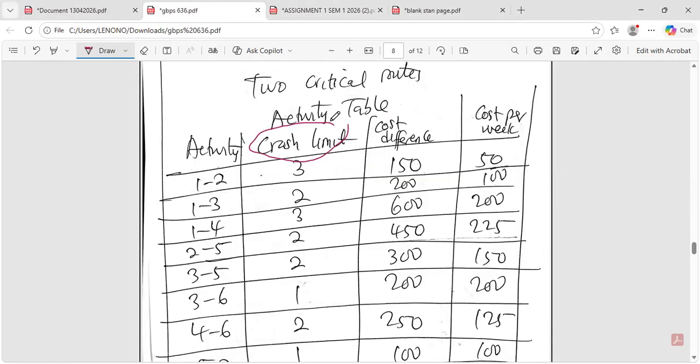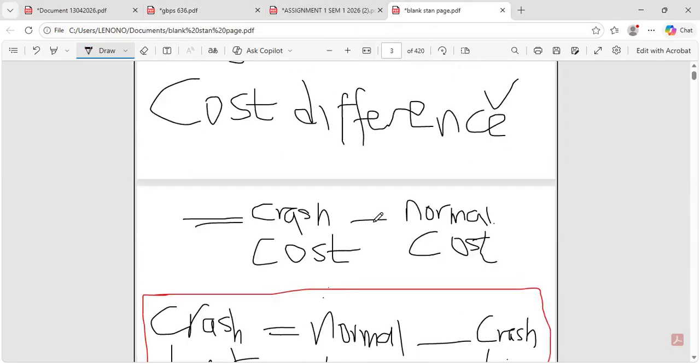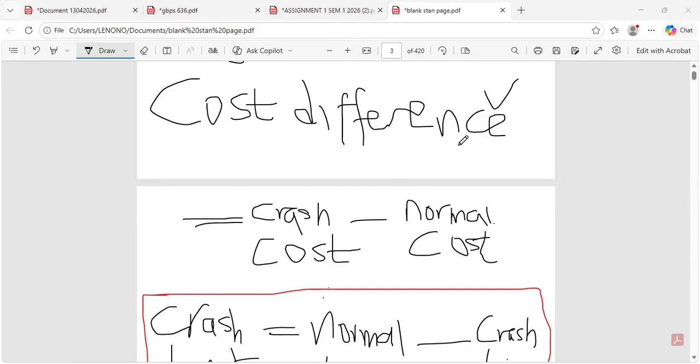Then the cost difference, like I mentioned, is equal to crash cost minus the normal cost.